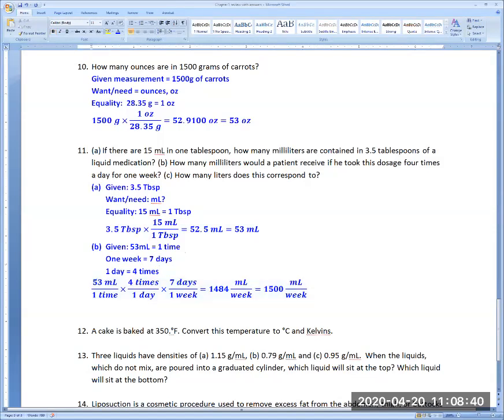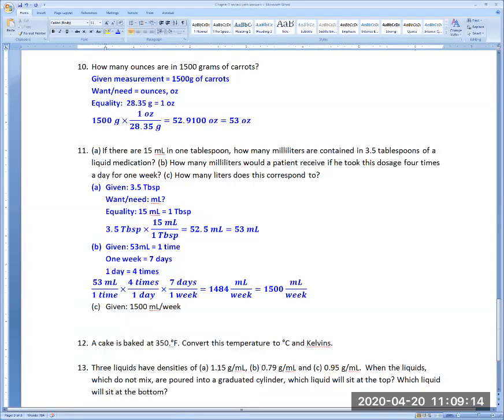So back to simpler conversions here. So how many liters? So we know the amount per week in milliliters. So the given here is the milliliters, 1,500 milliliters per week. You could keep it as milliliters, it's fine. We want or need here liters.